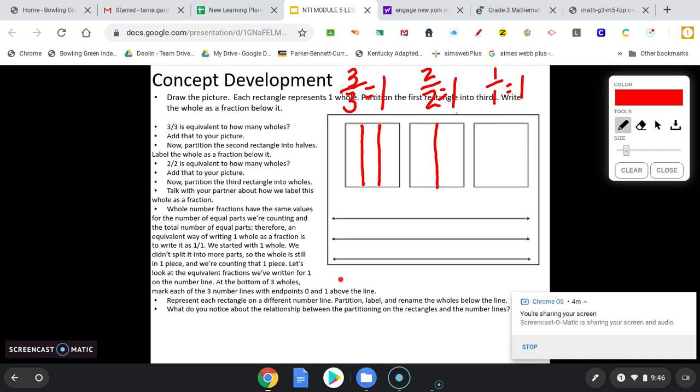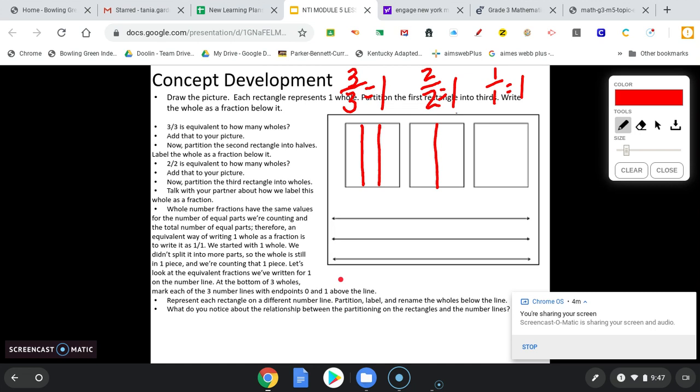So whole number fractions have the same value for the number of equal parts we're counting and the total number of equal parts. So we're counting 3 parts in the first rectangle, so that was 3 thirds, which is 1 whole. The second one, 2 parts, so that's 2 halves and 1 whole, and the third one, 1 part. So we know that an equivalent way of writing 1 whole as a fraction is to write 1 over 1. We started with 1 whole, we didn't split it into more equal parts, so the whole is still in one piece, and we're counting that one piece.